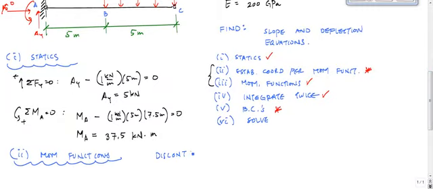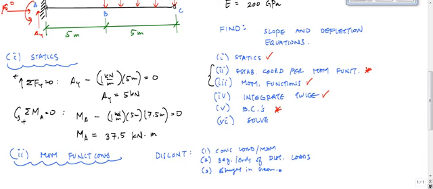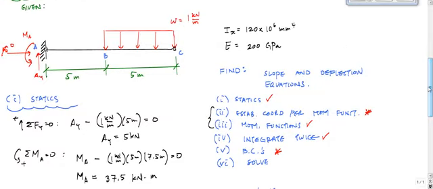A discontinuity is a concentrated load or moment, or the beginnings and ends of distributed loads. And did I have anything else? I can't remember anything else. Usually a change in geometry, but that's not going to be an issue here. Changes in geometry, but we don't have that.